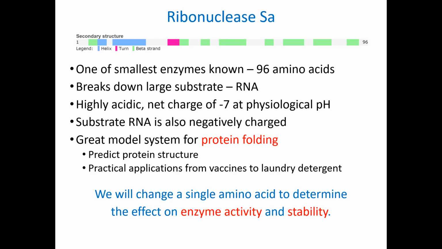So we have a negative enzyme and a negative substrate acting on each other. This is a great model system for studying protein folding. It helps us learn how to predict protein structure, and it has practical applications, everything from vaccines to laundry detergent. This semester, we will change a single amino acid to determine the effect on enzyme activity and stability.